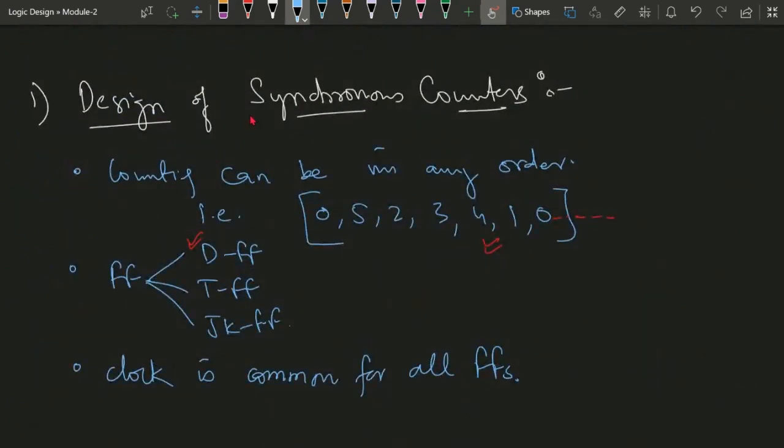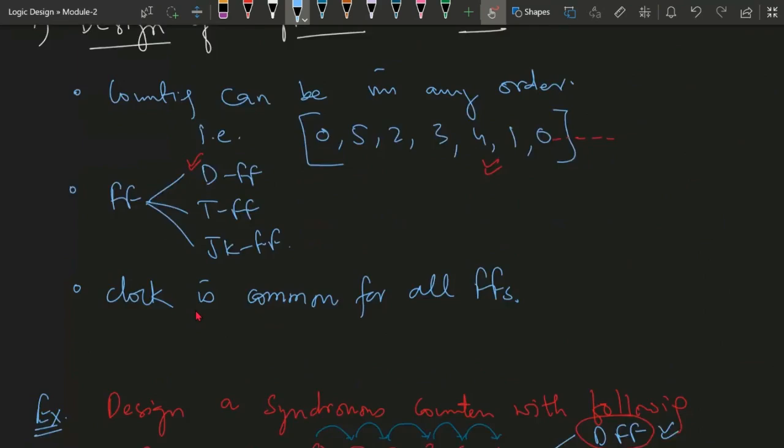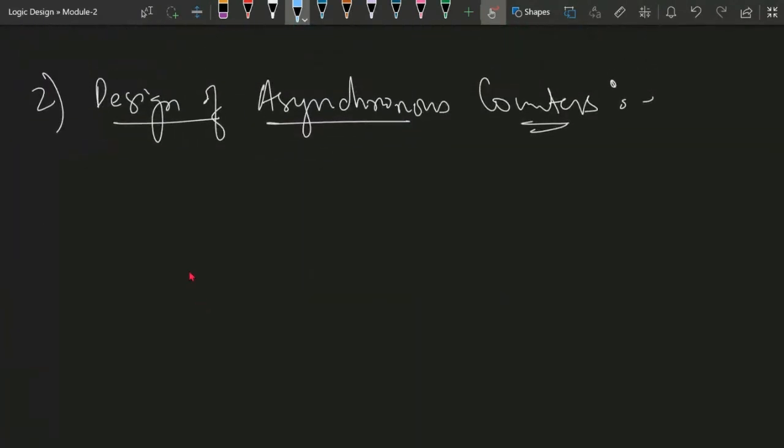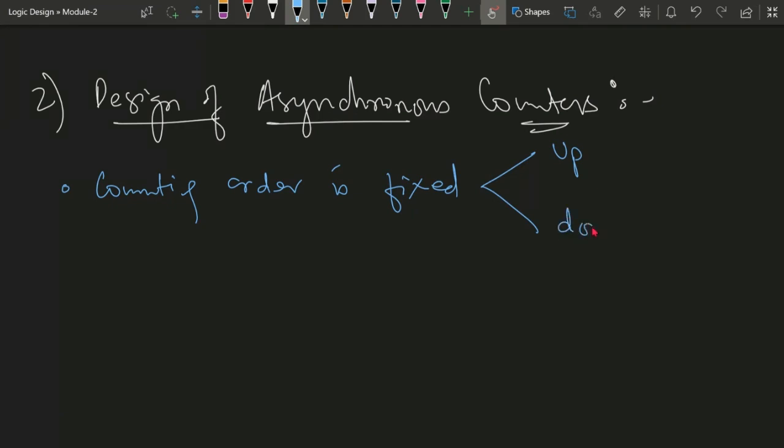In synchronous counters, the counting can be in any order, but in asynchronous there will be a limited counting sequence. There is a limitation, it cannot be random. So in asynchronous, the counting order is fixed. So what is that fixed order? It could be either an up counter or a down counter.